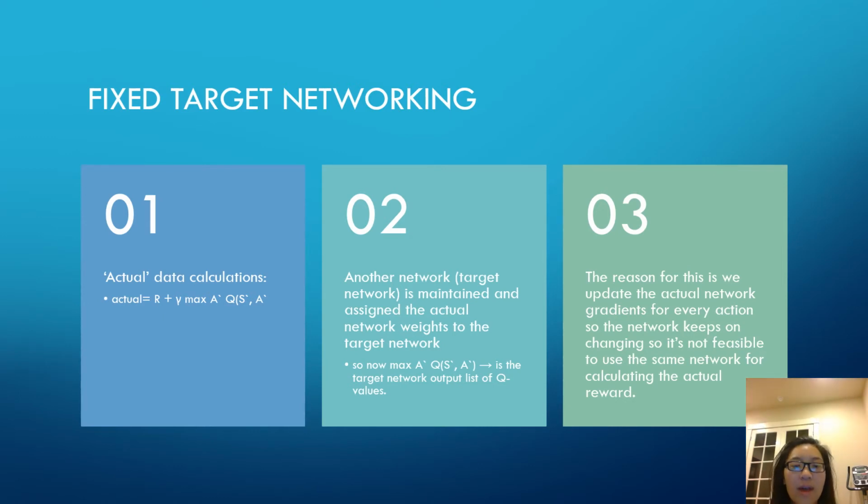So another interesting and critical part of the DQN algorithm is something called a fixed target network. Essentially, you have to remember that DQN is a reinforcement learning algorithm, and so actual data isn't given to the algorithm because it's not supervised learning. So this actual data is actually calculations done by another neural network. This secondary neural network is maintained and assigned the actual network weights as the target weights. And so the formula for the actual data is given in box 1, which is reward plus the maximum action value function of all the actions in a new given state.